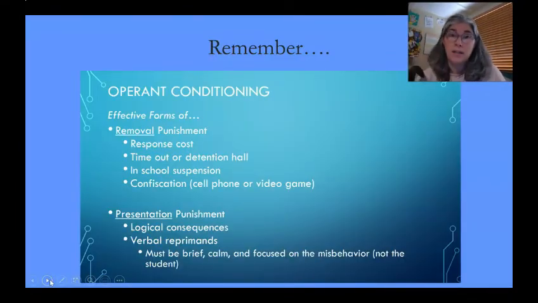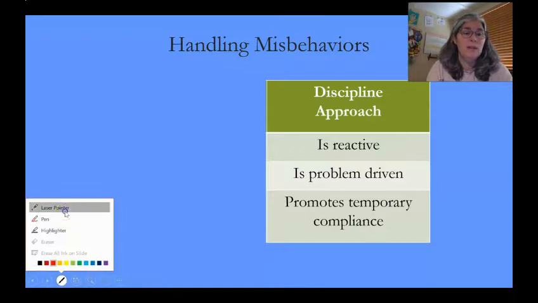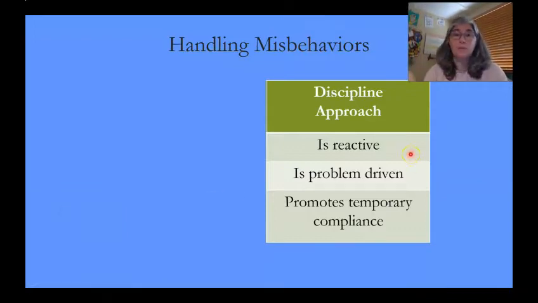Now, I'd like to point out that we have already covered a little bit of this if you think back to operant conditioning, and we talked about rewards and punishments. Rewards and punishments is one way of handling misbehaviors. We call this the discipline approach. So the discipline approach to handling misbehaviors is what we call reactive. So what that means is you wait until the misbehavior occurs and then you react to it by applying a consequence, right? Misbehavior, consequence. It's problem driven.